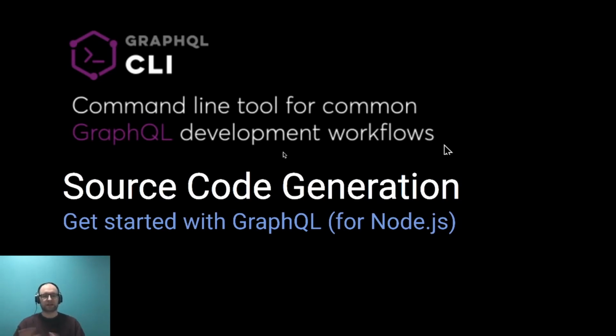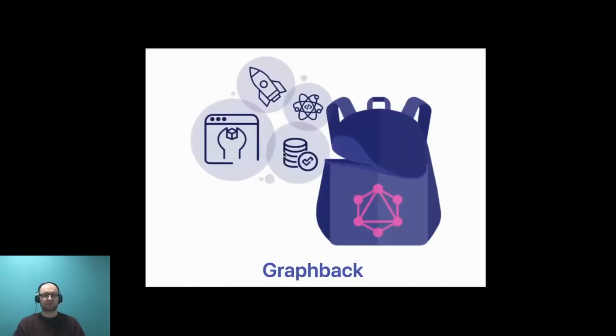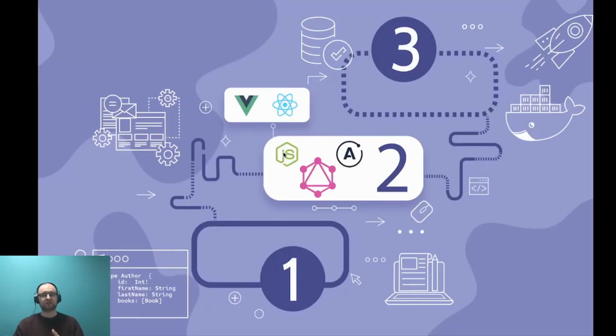GraphQL CLI is just a command line tool that consists of many different subcommands that help you with GraphQL development, and it's focusing mostly on source code generation, for both client and server. You can get the typings if you use TypeScript and so on. Deeply embedded in GraphQL CLI is a project called Graphback. Graphback is an actual CRUD generator that helps you reduce the boilerplate by generating the CRUD-specific queries. So we're letting people focus on their business logic.